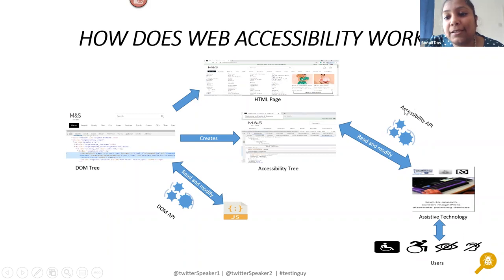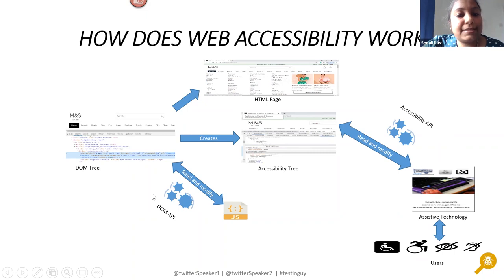The assistive technology reads the accessibility API. So it is much more important that the accessibility API is properly tested, because if it is not reading the accessibility tree properly, then the information passed to these users would not be correct. That is why you have to test this accessibility API part, which reads and also writes, because whenever these users interact, like they press something or type something, that information is passed via the accessibility API to the DOM structure.